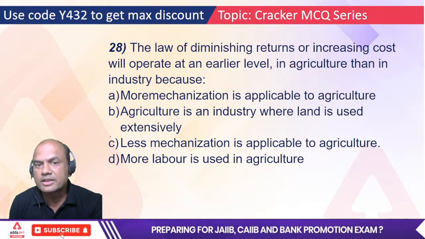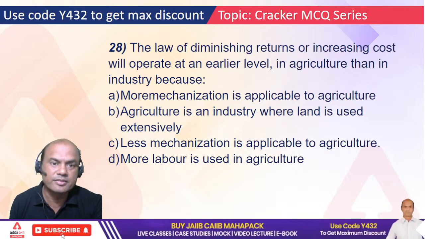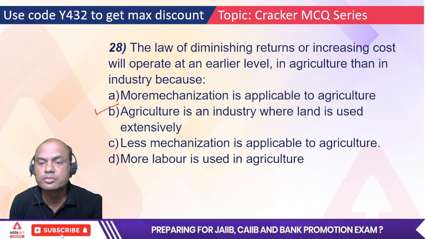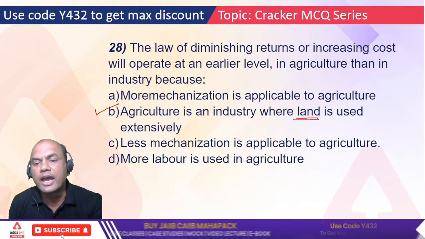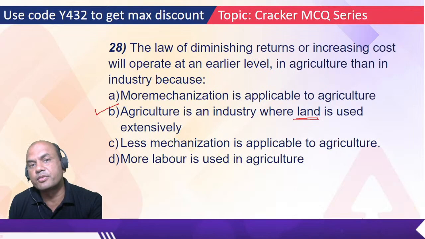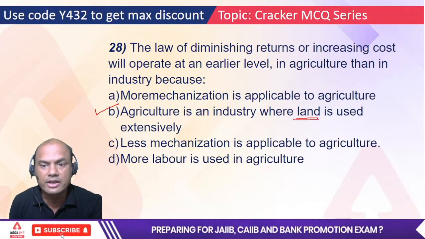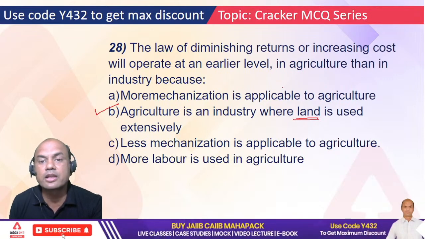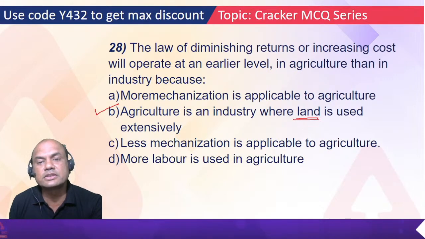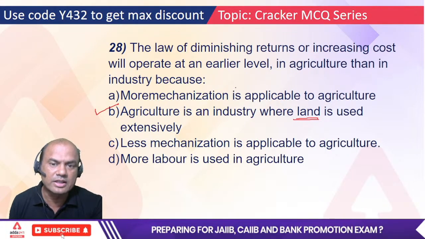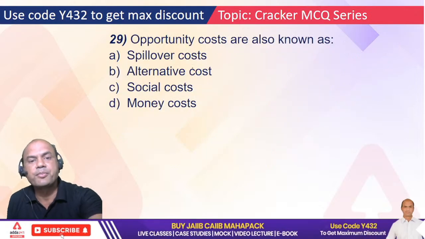So give the correct answer, type fast in the comment section. The correct answer is B, because land is used mainly over here. As you go on using land more and more, it will give less and less crops. If you give the fertilizers properly, then it will definitely give you high returns. But if you don't use the fertilizers, if you don't charge up that land, then it will give less and less returns. So that's diminishing returns, isn't it?